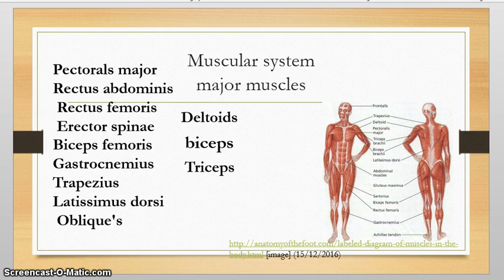Alright, the muscular system and the major muscles.